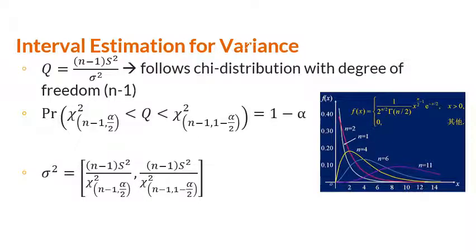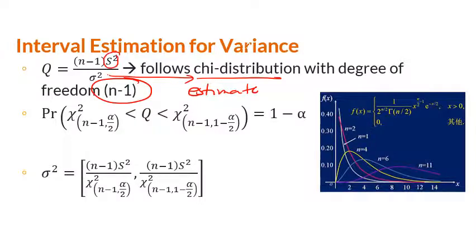Your variance can also be estimated. So your variance can also be estimated by this quantity q, which is given by n minus 1 s squared over sigma squared. So it follows a chi-square distribution with degree of freedom n minus 1. So take note, we are estimating sigma squared. So sigma squared is the one we are trying to estimate.